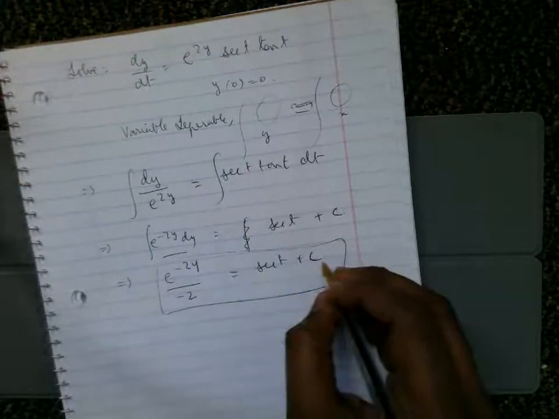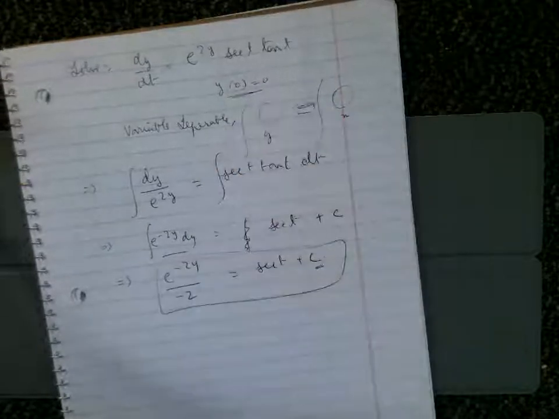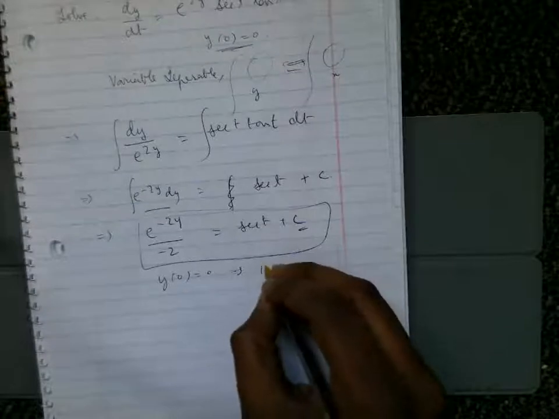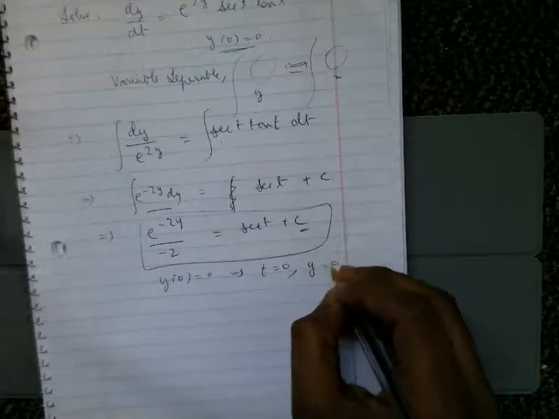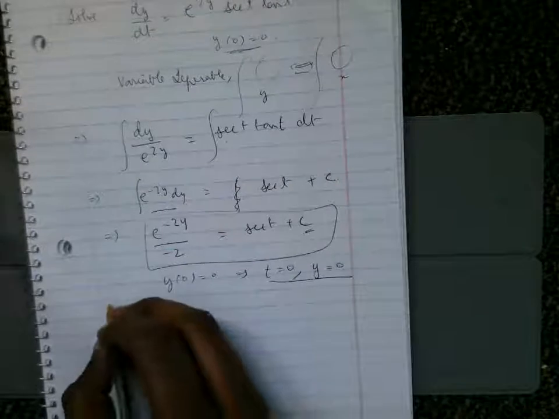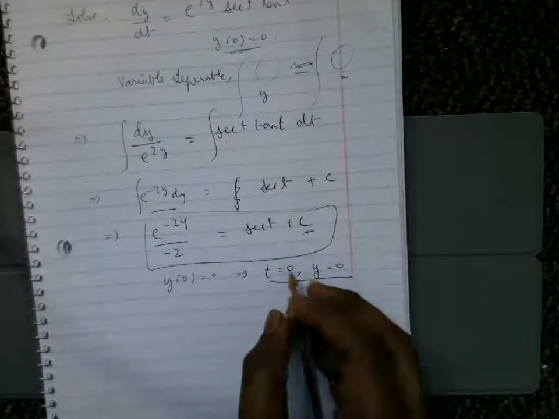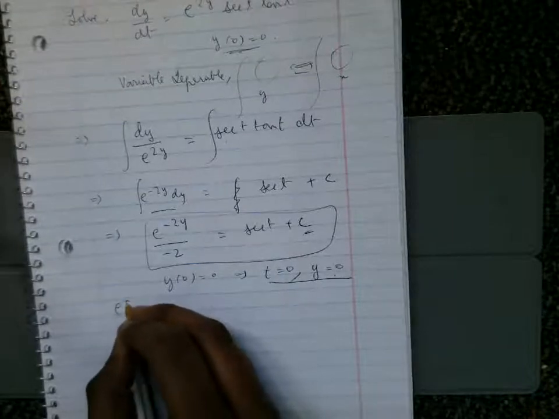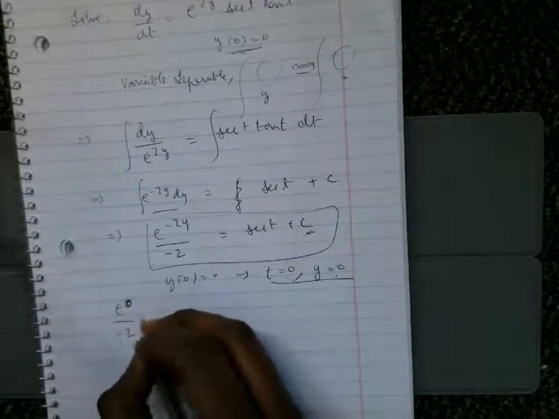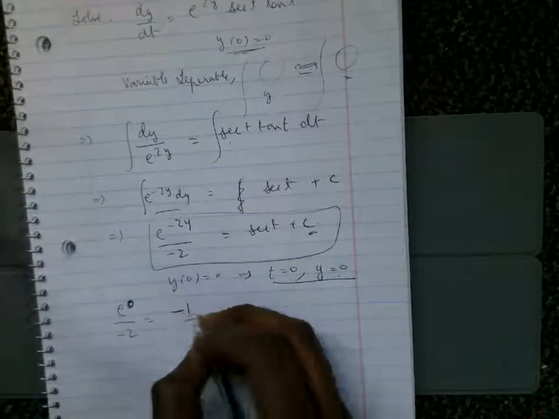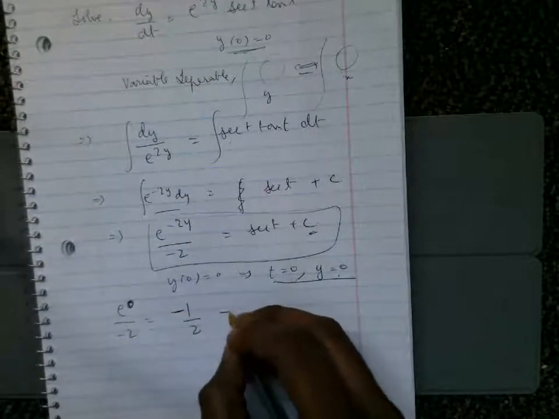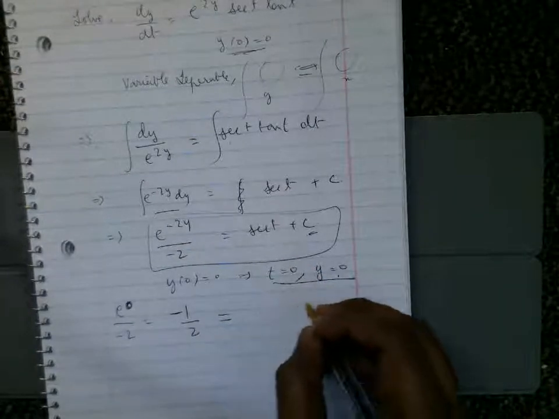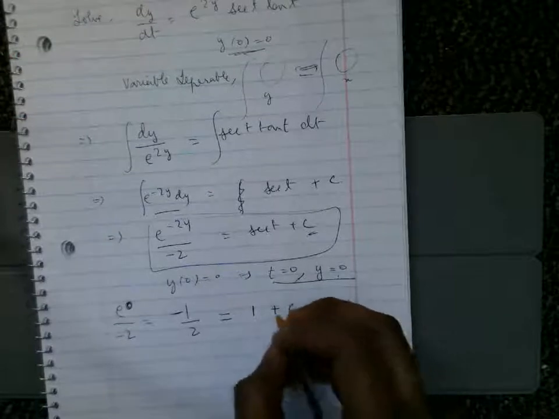And now we want to find out the value of c using this equation. So y of 0 is equal to 0, which just means that you have to substitute t equal to 0 and y equal to 0, and then find out the value of c. So when you substitute t equal to 0 and y equal to 0 in this equation, you get e to the power 0 by minus 2, which is minus 1 by 2, because e to the power 0 is 1, is equal to sec of 0, which is 1 by cos of 0, which is 1, plus c.